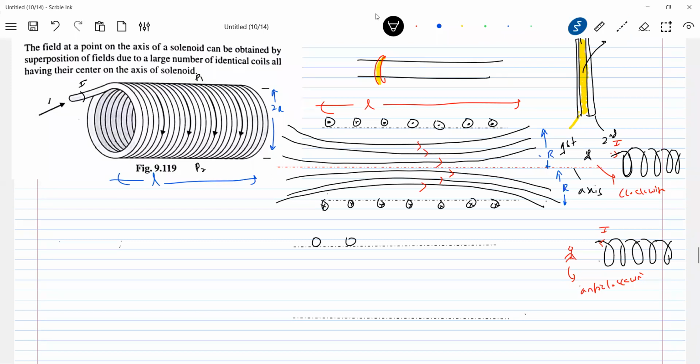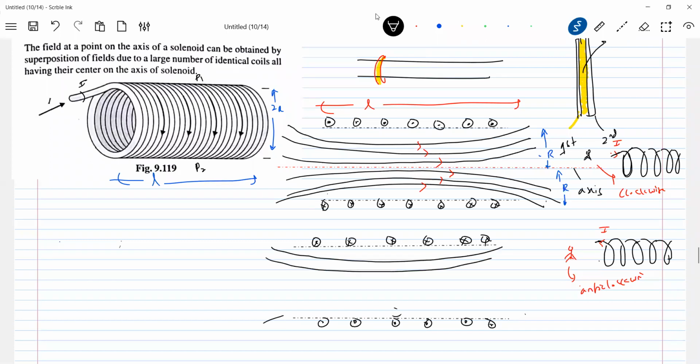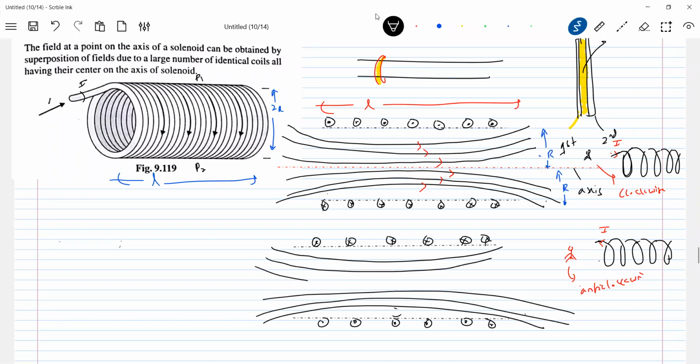So this should be the current here into the plane. Here will be out of the plane. The lines are the same as what we drew earlier, only the direction of arrows will be opposite. We are not bothered about the field outside the solenoid. We are bothered about only the field inside the solenoid. That's the axis.